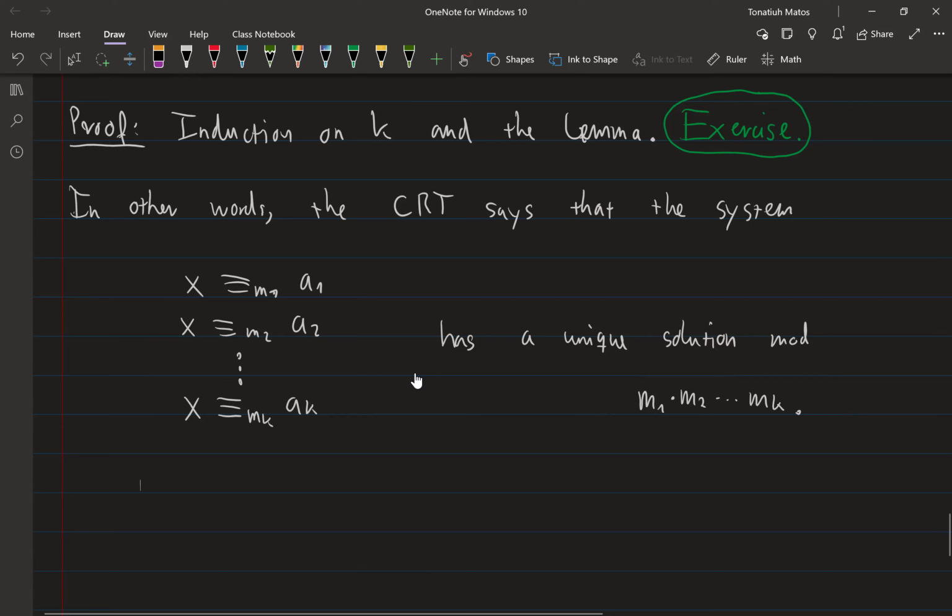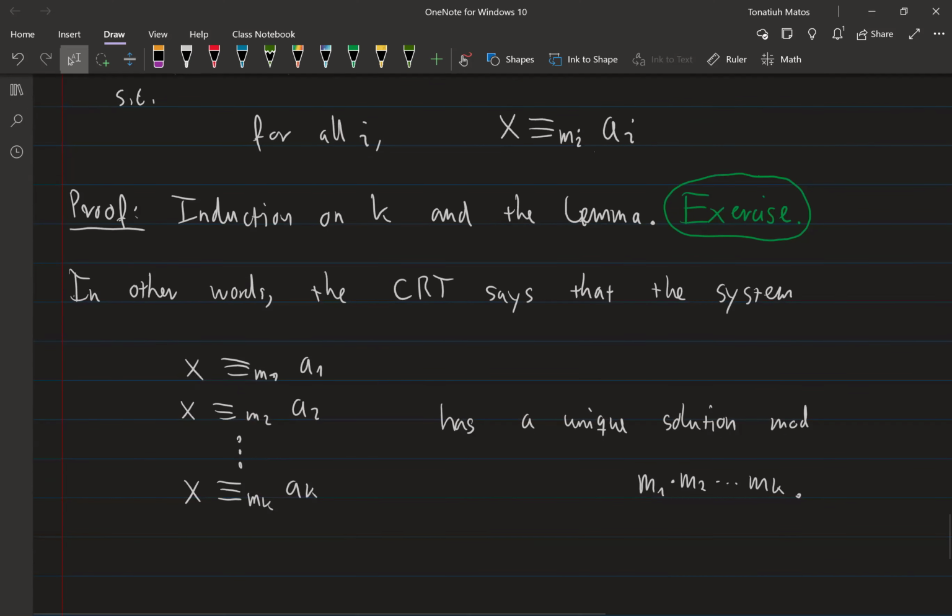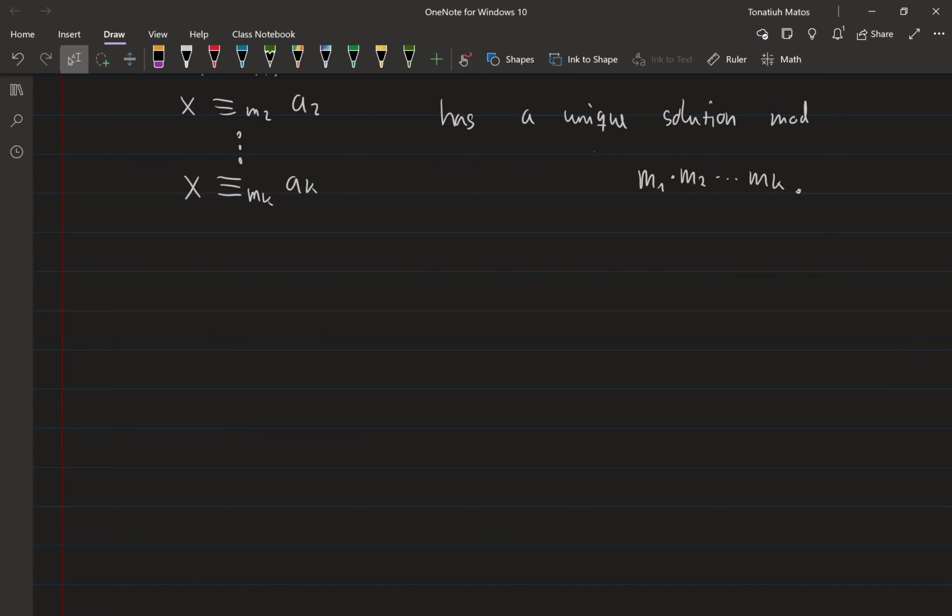Okay, so I have a question in the chat. The question is about the example I wrote down. How would I actually find the inverse of 2? Yes, okay, let's do that. So this is the other way of writing the Chinese remainder theorem. So here's a question that I was asked.